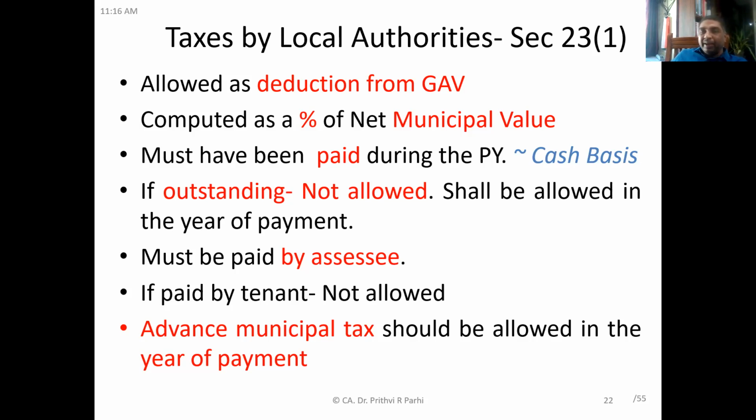And it must be paid by the assessee. If it is not paid by the assessee, and someone else is paying, a tenant is paying or someone else is sponsoring, then also it is not allowed. If cash is actually paid by the assessee, then only it will be allowed.